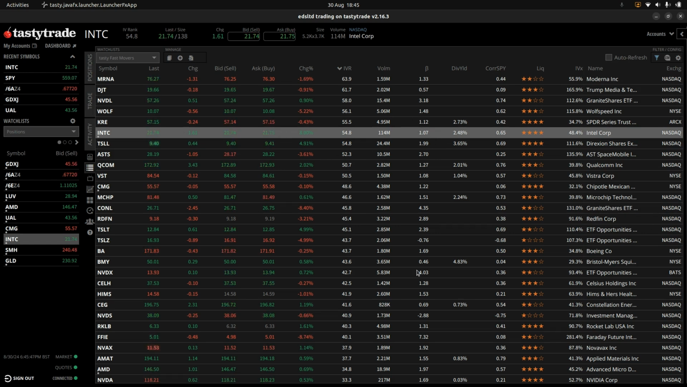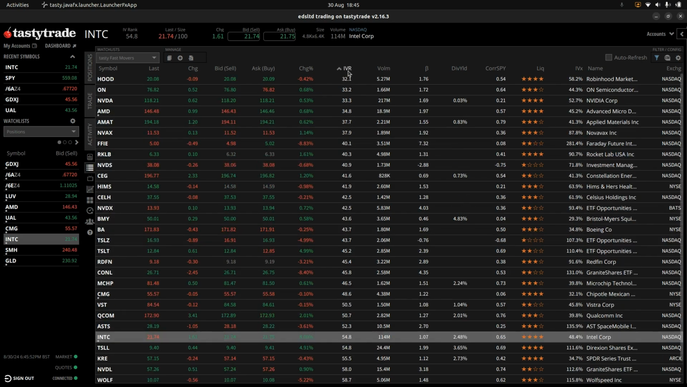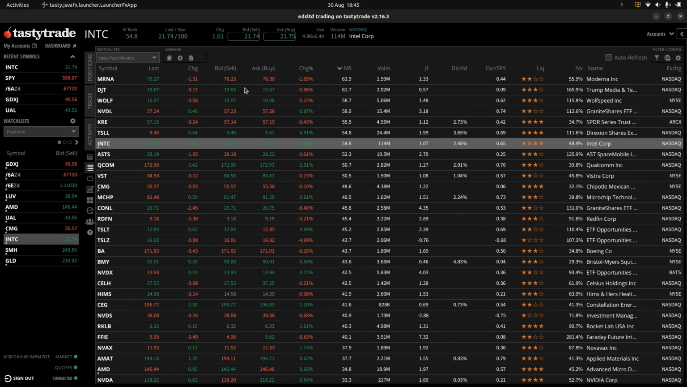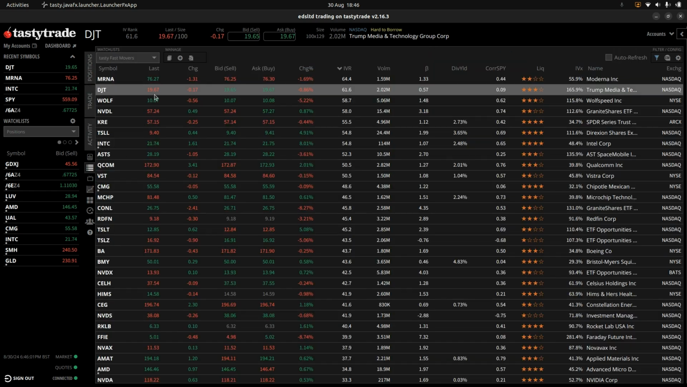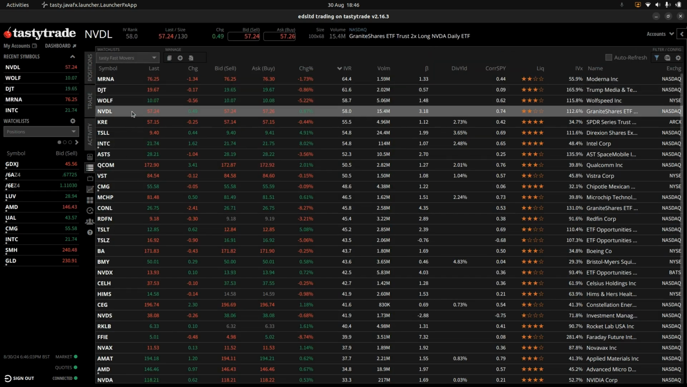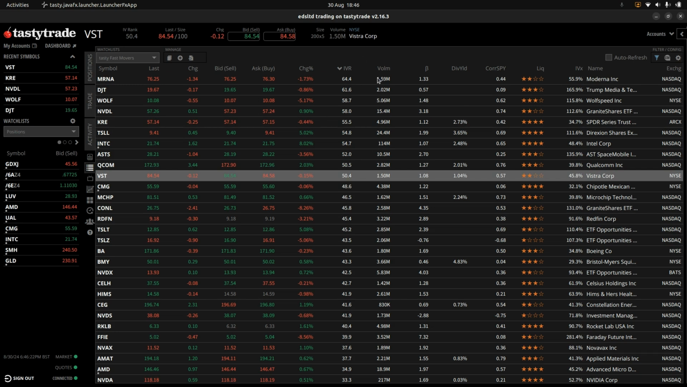So we've got this list up now. And the next thing we want to do is order everything from high to low in terms of IV rank. So the highest on the list right now is mRNA. Below that, we've got DJT. We've got Wolf Speed. We've got NVDL, which is a leveraged version of NVIDIA, essentially. As you can see here, everything in this top section from VST upwards has an IV rank of over 50, right? Which is perfect for us.